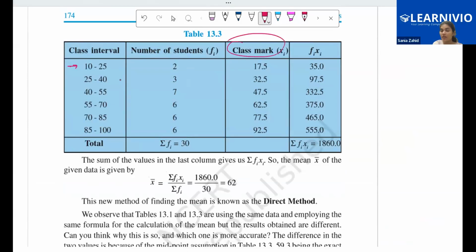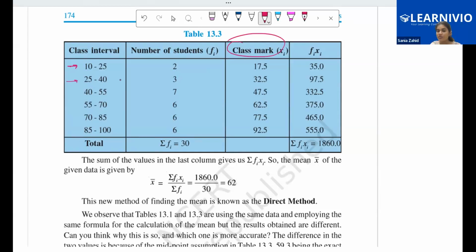How do you find the class mark? You find the middle value for the class interval, like 25 plus 10 divided by 2. You find the middle value of each interval, so you find all the middle values. That gives you the class mark. Then you have fi, that is the frequency. You multiply them, and you get a value which is fi xi.